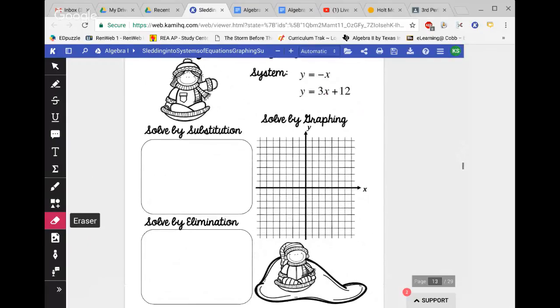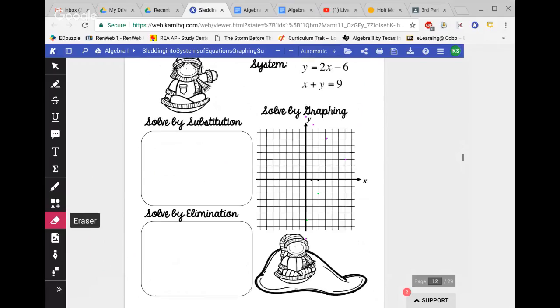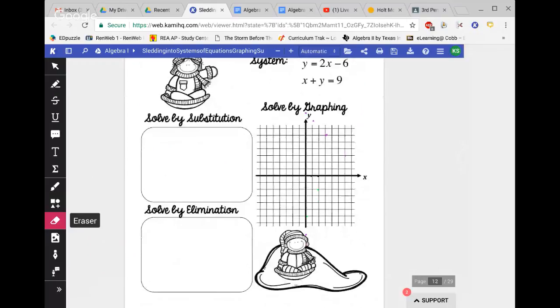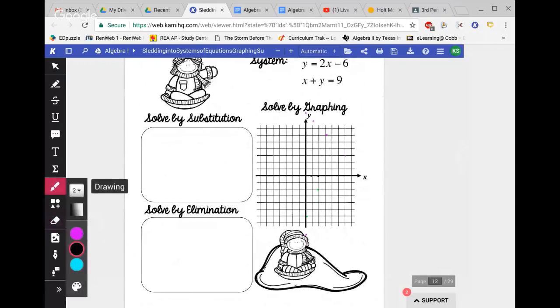Do you want me to do substitution with you on this one or just go straight to graphing? Oh, wait. We didn't do elimination on the last one. Oh, okay. All right. Sorry. That's okay. Okay. On elimination, this one is already in standard form, so I'm not going to do anything with it. I'm just going to leave it the same.